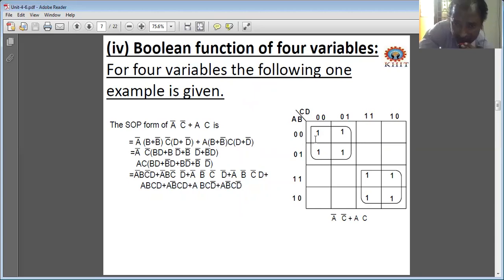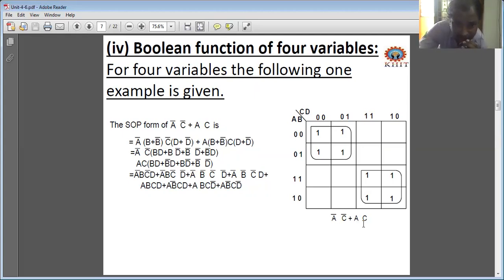It is nothing but, see, one means A bar, B bar, C bar, D bar. Here it is A bar, B bar, C bar, D. Here it is A bar, B, C bar, D bar. Here it is A bar, B, C bar, D. Here it is A, B, C, D. Here it is A, B, C, D bar. Here it is A, B bar, C, D. Here it is A, B bar, C, D bar. Okay. To solve this, the first one is A bar, C bar, and the second one is AC.